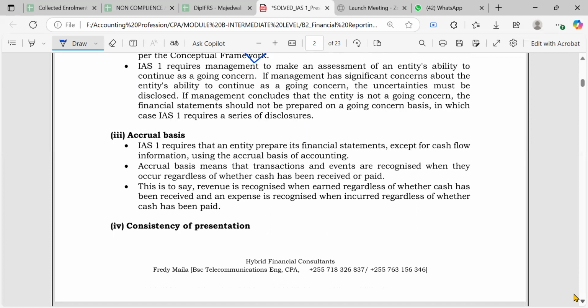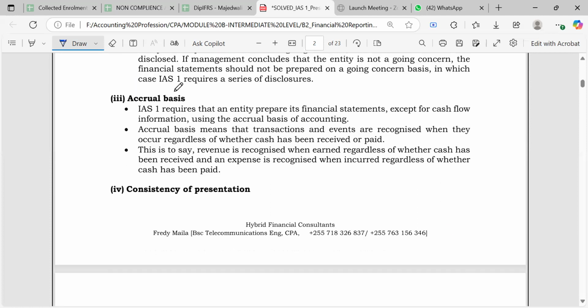Okay, let's go again. We have the accrual basis. What do you understand by accrual basis? Accrual is a transaction that you recognize before you make a payment or receive a payment. That's the meaning of accrual. So it's something that you are obligated to pay in the future. Good, I got your concept.